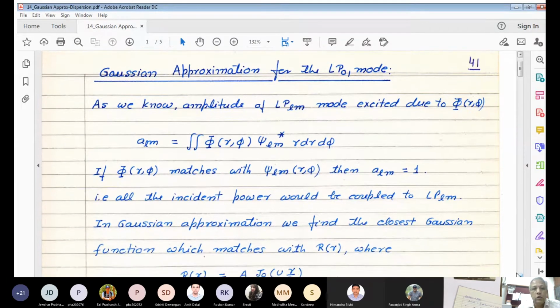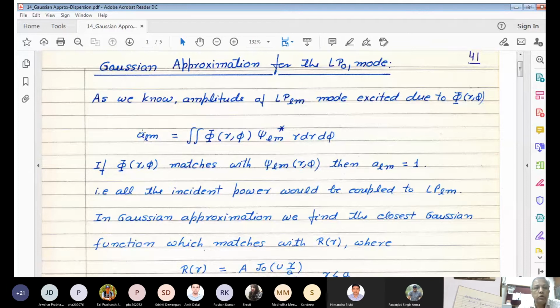So that amplitude of the LP_lm mode, when a field phi(r, phi) is incident at the input end of the waveguide, is given by this expression. And you may remember there was something in the denominator also, but the denominator was just the integral of psi_lm star psi_lm r dr d phi, and I am assuming that they are normalized wave functions, so that would become 1. So this is basically the overlap integral.